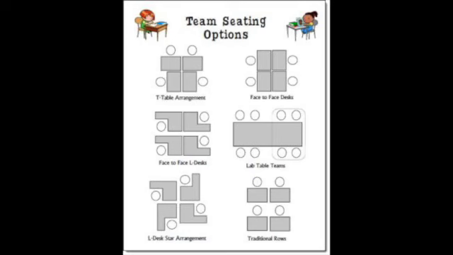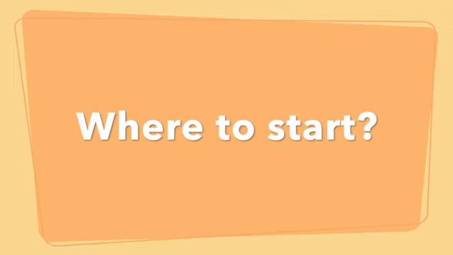So where to start with seating? Here are some options. Notice the bottom right-hand corner where this is row traditional seating. You can still do cooperative learning with students in rows. Now, where do you start with structures? Here are my favorites.